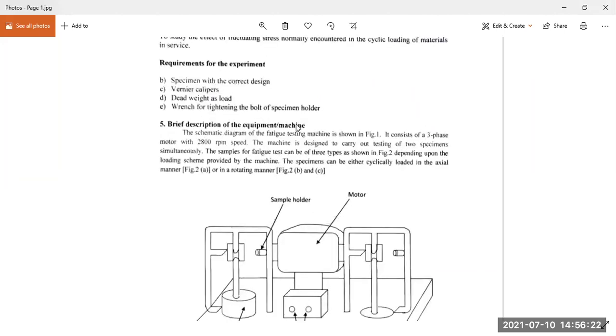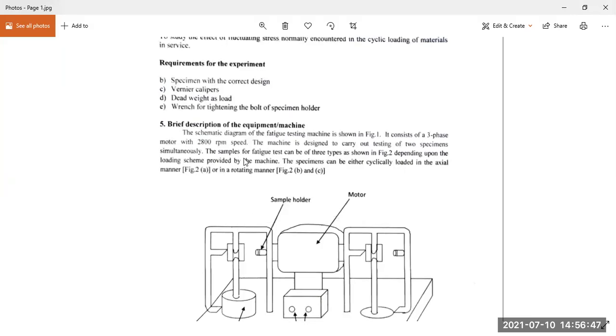A brief description of the machine: it consists of a three-phase motor with 2800 RPM, which means the specimen can be rotated at 2800 RPM speed. The machine is designed to carry out testing of two specimens at a time. You can load one specimen here and another specimen here, but we generally use only one specimen.